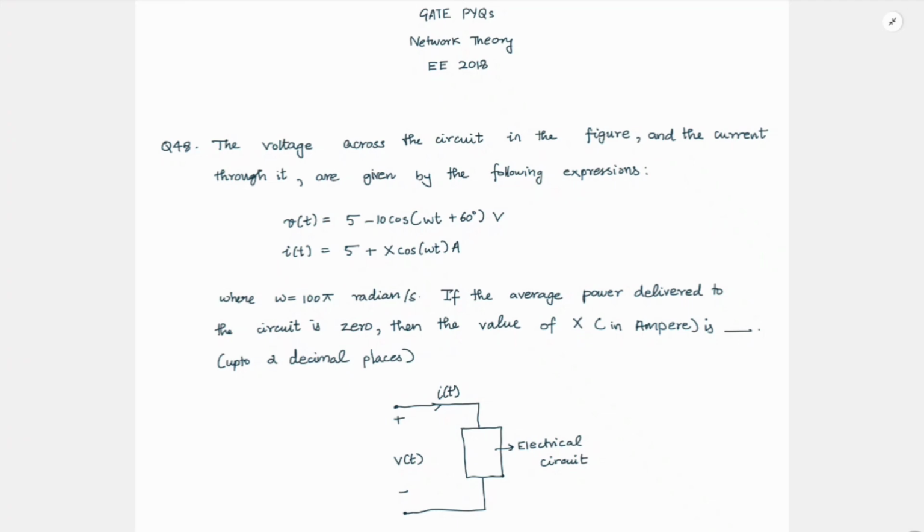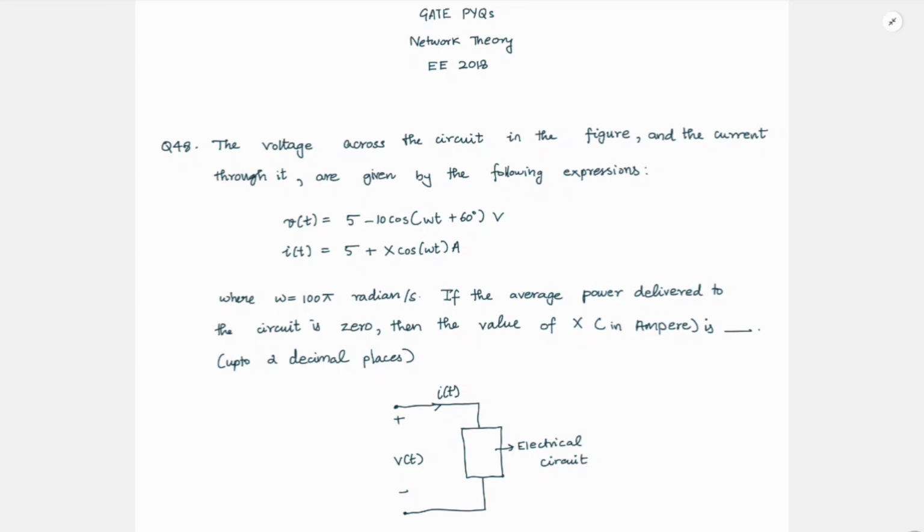So this is again a simple question and we can solve it very easily. The voltage across the circuit in the figure and the current through it are given by the following expressions. They haven't mentioned what this electrical circuit is, but they have given the relationship of V of t and I of t in time domain. V of t is given as 5 minus 10 cos(omega t plus 60 degree) and I of t is given as 5 plus x cos omega t, where omega is equal to 100 pi radian per second.